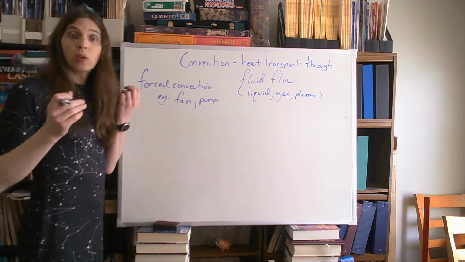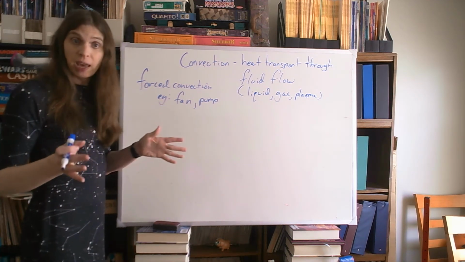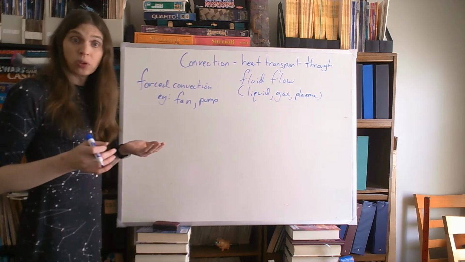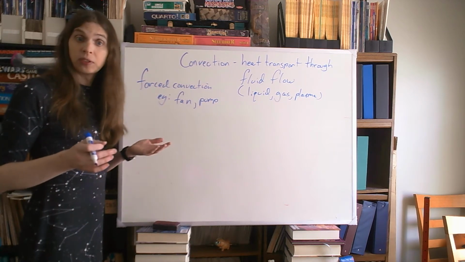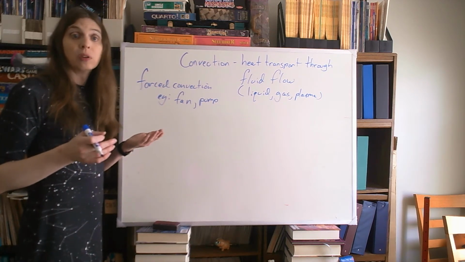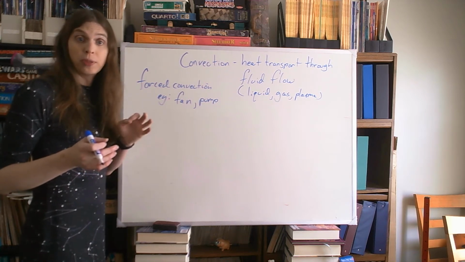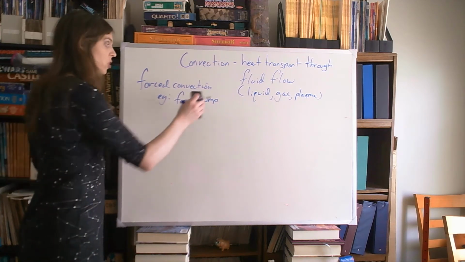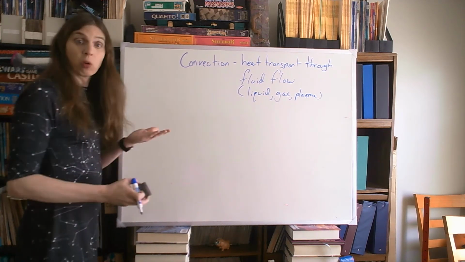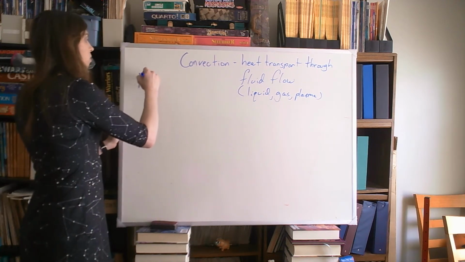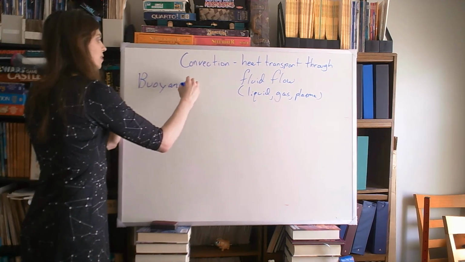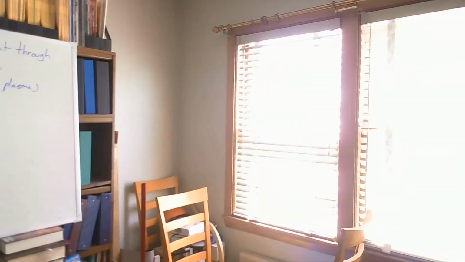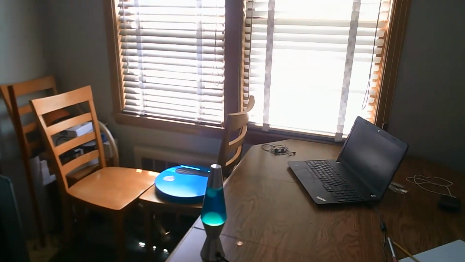But it can happen without any mechanical devices as well. It can happen with natural convection, through a process that we can describe with the principle of buoyancy. So I'll write the word down, and I want to show you an example of that that we get in a regular old lava lamp. So buoyancy. Okay, so over here we've got a lava lamp.